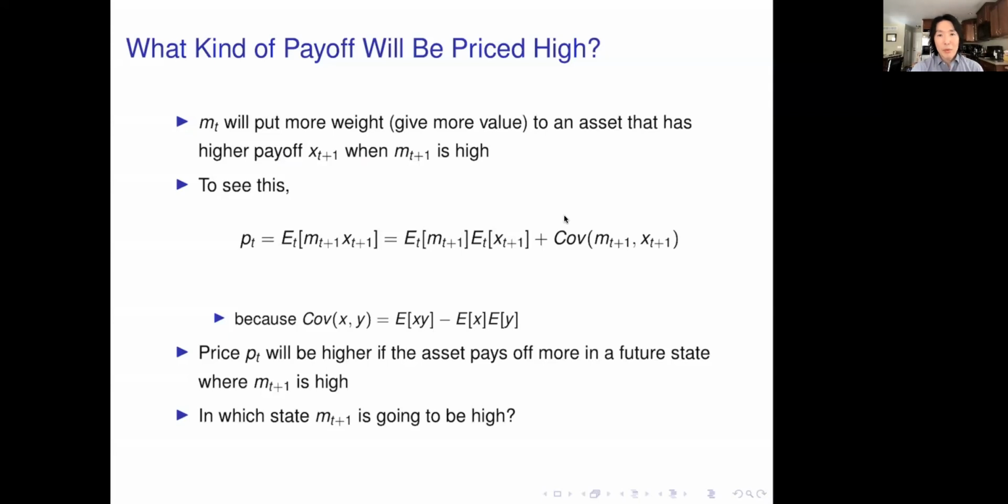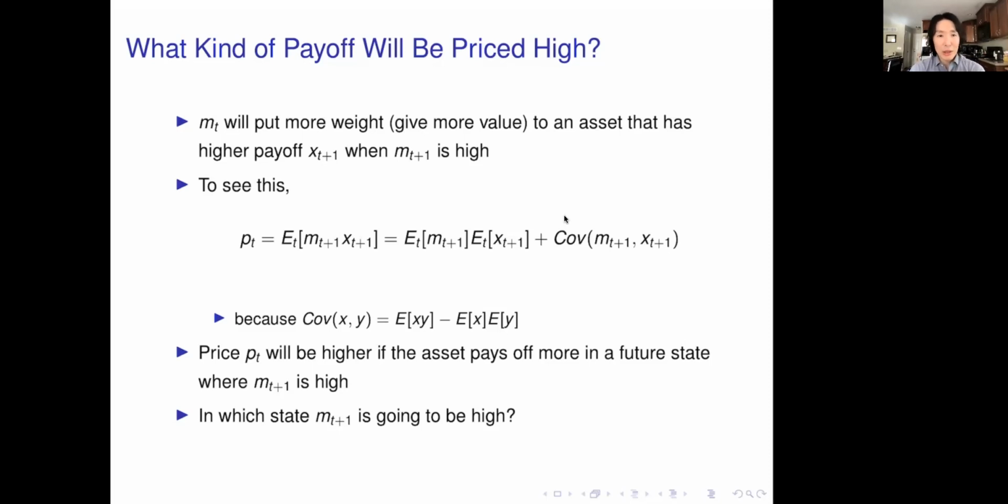So what kind of payoff will be priced high? That is the central question in asset pricing. Given the stochastic discount factor that supposedly prices all assets in the economy, we want to know how prices at the current period are determined. 자, 그러면 stochastic discount factor가 주어졌을 때 이 stochastic discount factor가 다른 여러 가지 에셋들을 어떤 식으로 프라이스하는지, 즉 어떠한 에셋들이 가격이 높게 설정되고 어떠한 에셋들이 가격이 낮게 설정되는가? That is the central question in asset pricing.